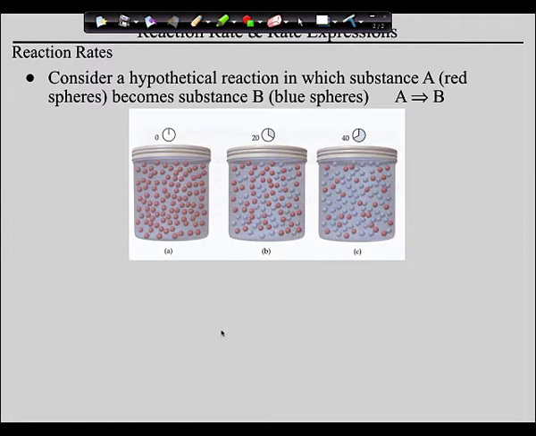So this is our balanced equation. Red things A becoming blue things B. And what we have here is what is meant to represent a time-lapsed photograph, if you will, of how this process proceeds. So guys, let me zoom into this and let's talk before we get going.